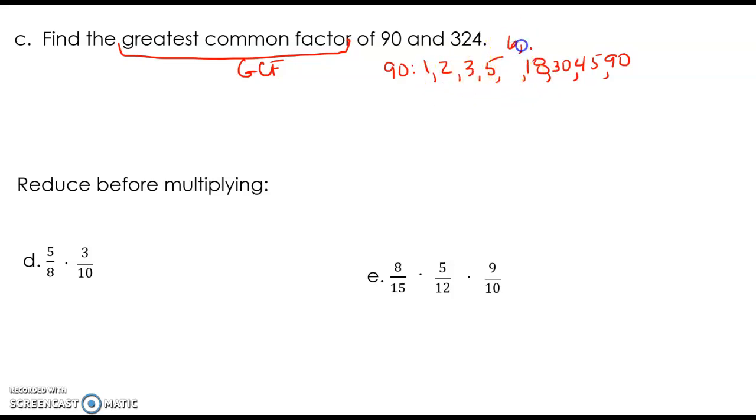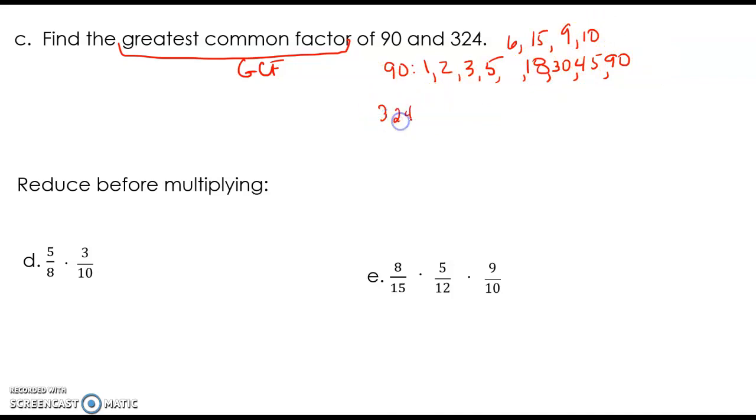So 6 and 15. 7, no. 8, no. 9, yes. And we don't have 9 there yet. So 9 and 10. I kind of ran out of space here. And that's it. Okay, so those are all of the factors of 90.